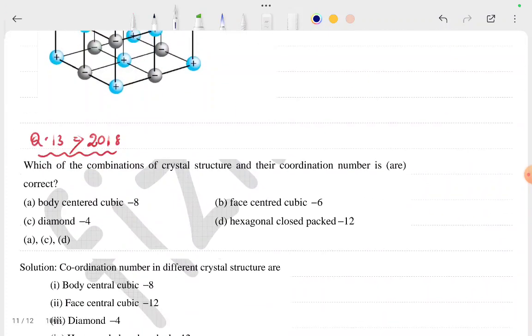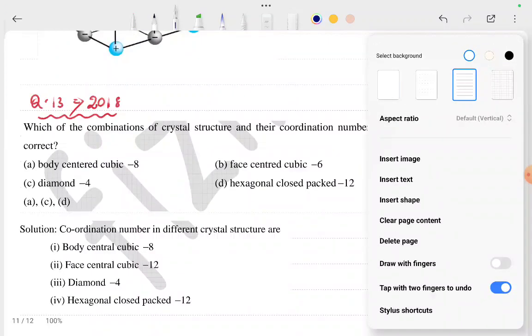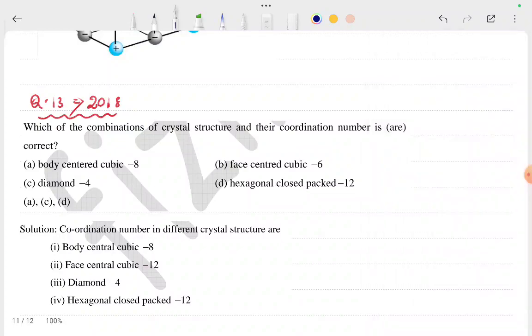Yeah, this is a very good question, very easy. Question number 13, 2018. Which of the combinations of the following crystal structures and their coordination numbers is correct? Body centered cubic, etc. It's your homework, just do it. I gave you some hints. This is your homework, just do it.